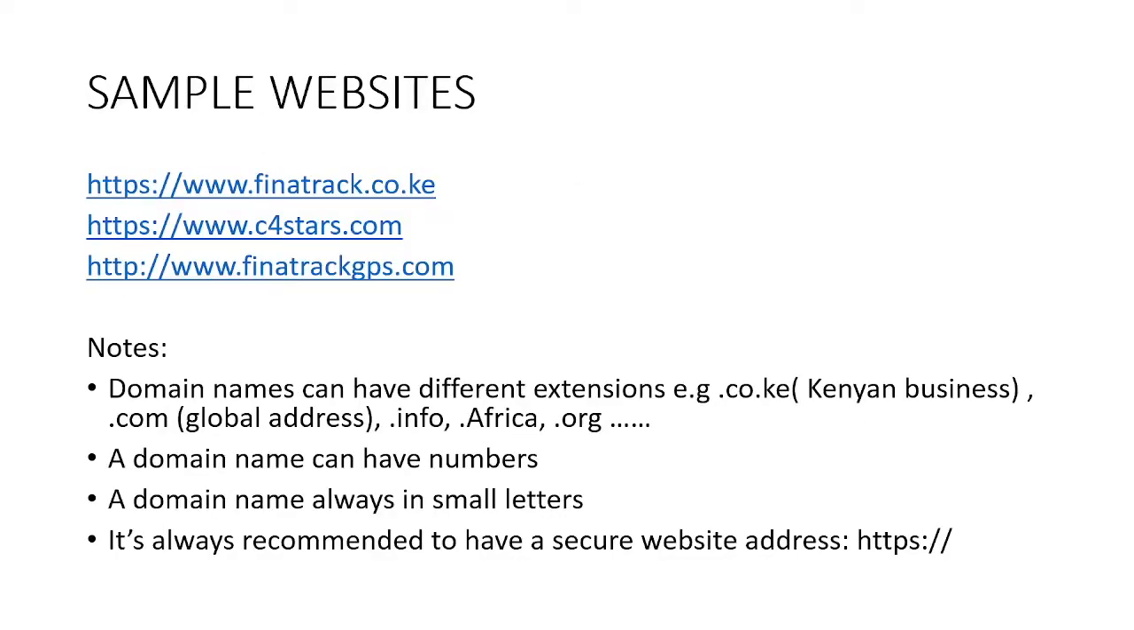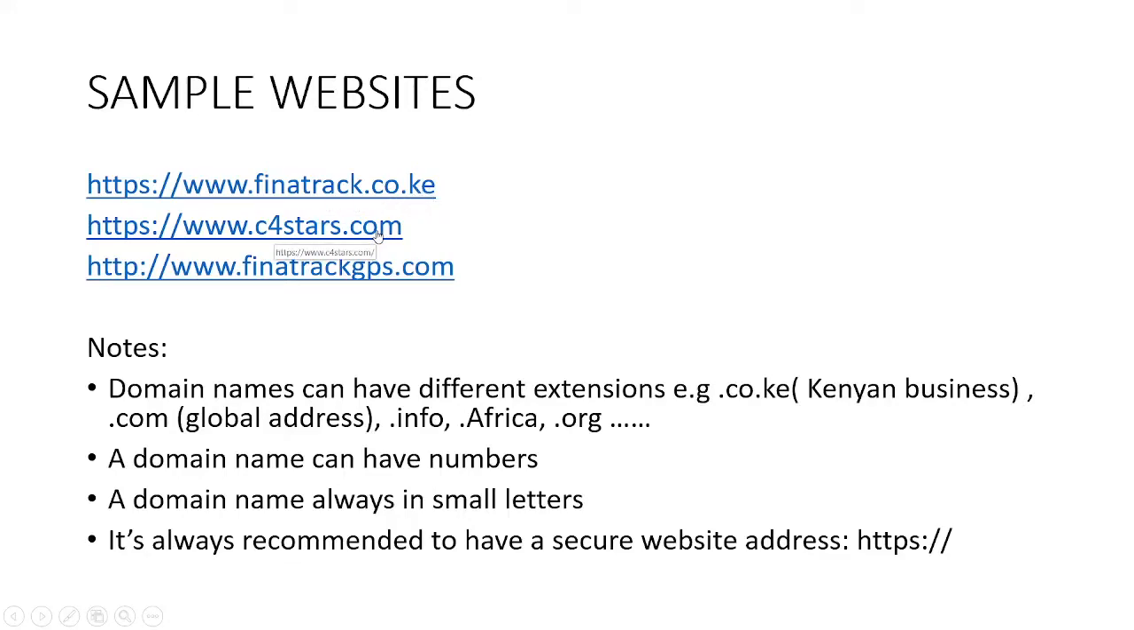So we have a couple of sample websites here, and we want to learn a couple of things from this. First thing you can learn, you can see these are the different domain names. You can see this is finatrack.co.ke. We have c4stars.com. We also have finatrackgps.com. Some of the things which you can notice here is they have different extensions. So you have .co.ke, you can have a .com.